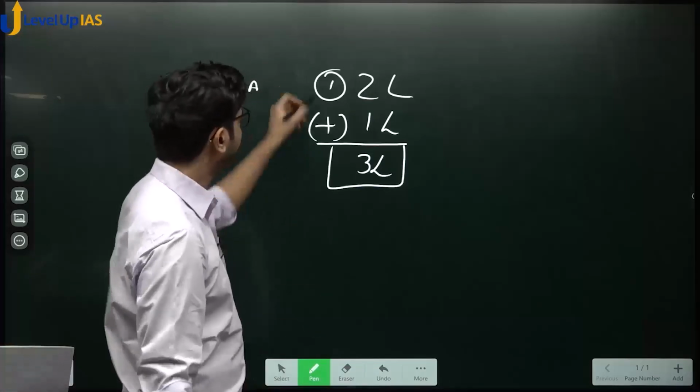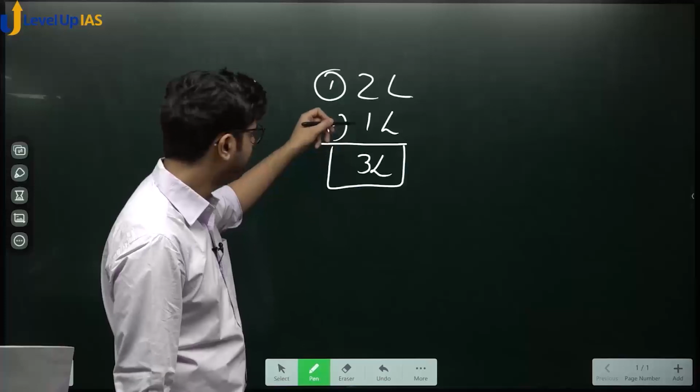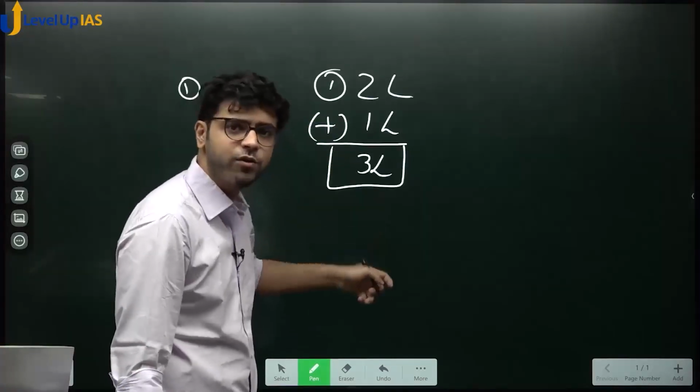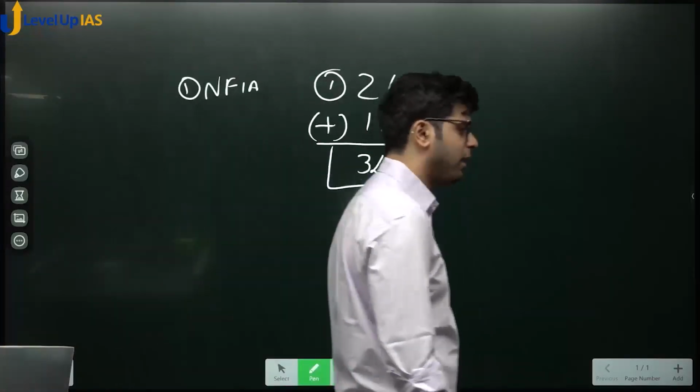Now tell me, in the first instance, 2 lakh is counted. So in the second instance, will anything be counted out of 1 or 3 lakhs, or nothing will be counted, or 1 lakh will be counted, or 3 lakh would be counted? What do you think? How much would be counted?